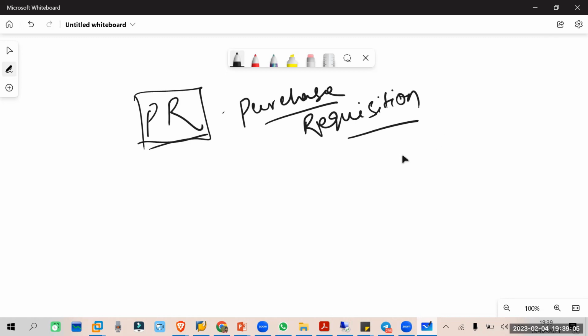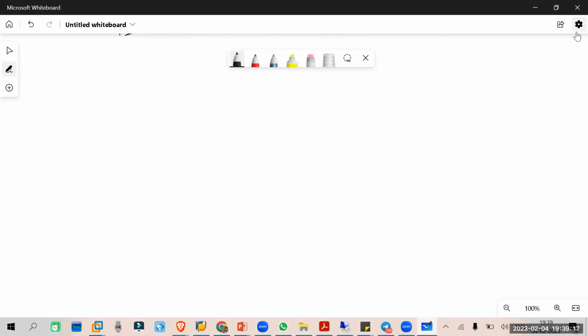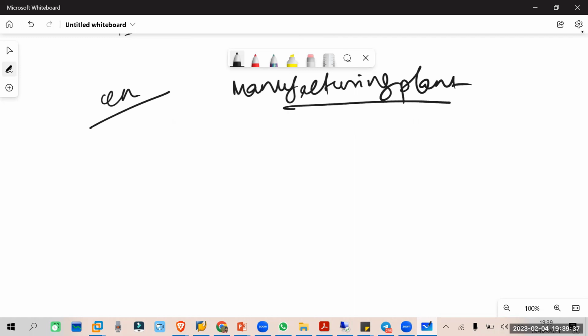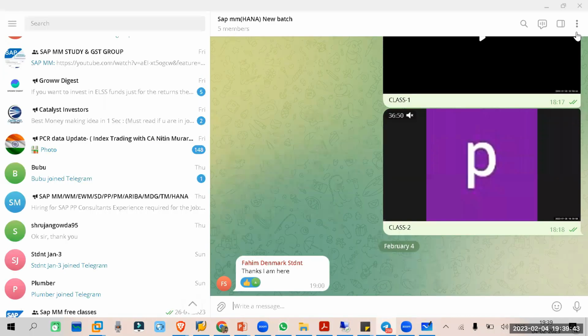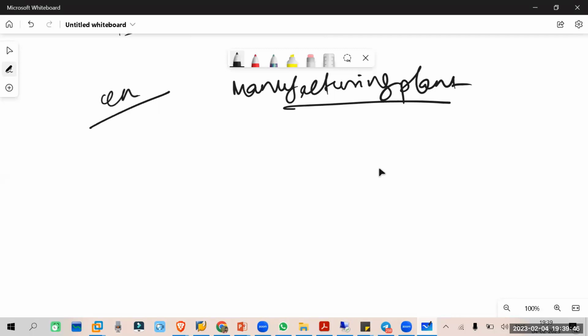So how will the purchase requisition be generated? That process we need to understand also, right? So let's take an example. I think my handwriting is okay. You are able to follow it, right? So let's take an example. Let's say one manufacturing plant is there, and that manufacturing plant will have some vendor or supplier.